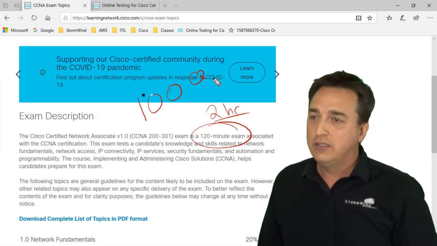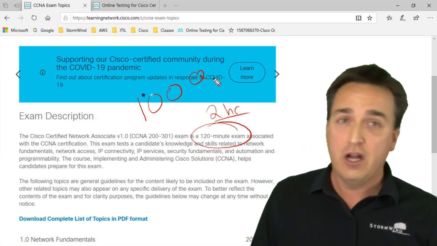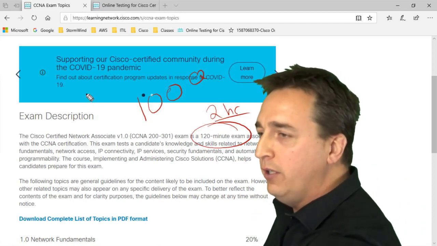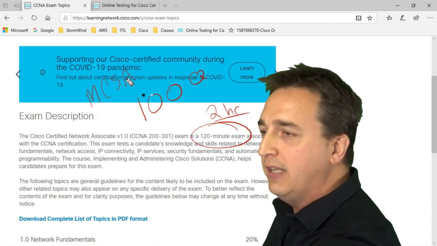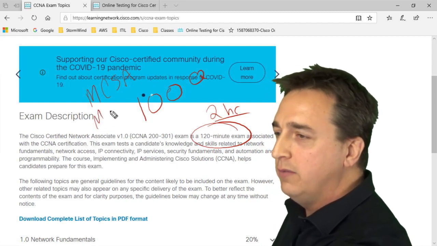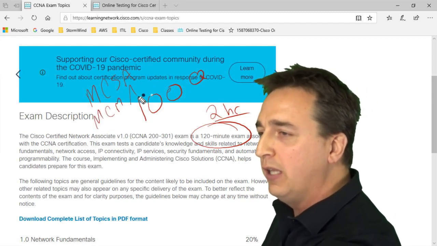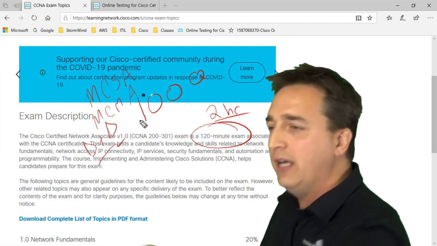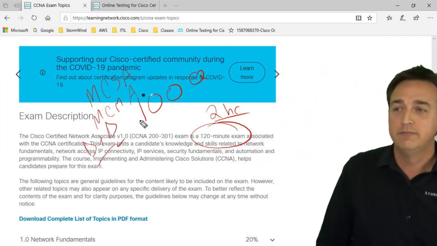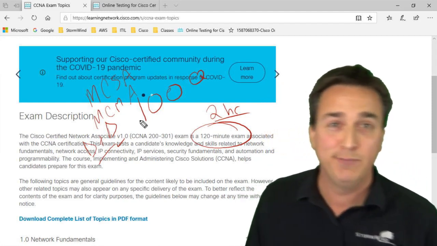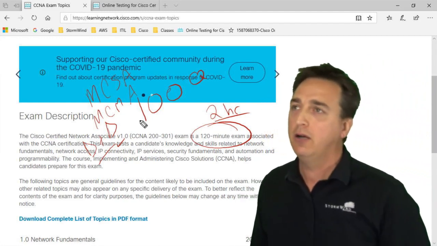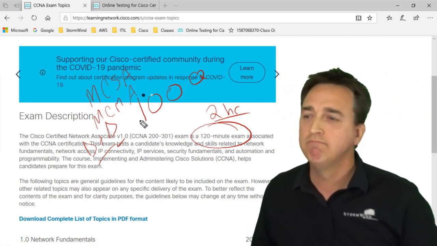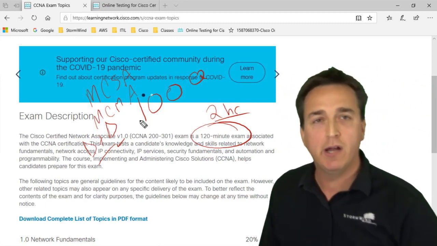So 100 questions. Now, what type of questions are there on the certification exam? Well, I want you to be familiar with the old school multiple choice single answer. I want you to be familiar with the old school multiple choice multiple answer and the old school drag and drop style of questions. And there you go. So what about simlets? What about testlets? What about simulations? Nope. Not at all.